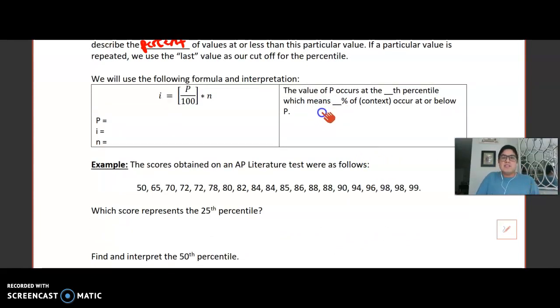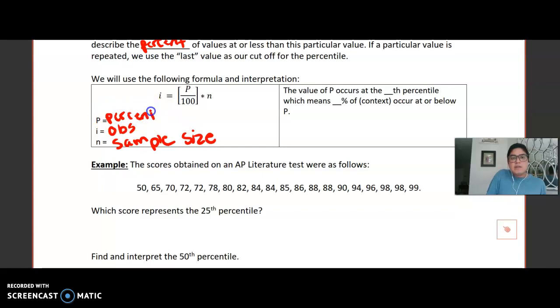So we interpret a percentile as the following. The value of P occurs at the blank percentile, which means this percent of the data occurs at or below that value. Again, a bunch of hoopla until we actually look at an example. So I is your observation, N is your sample size, and P is the percentile that you want. And remember, this is going to tell us where it's located, not what the value of the percentile is. So let's take a look at an example here.